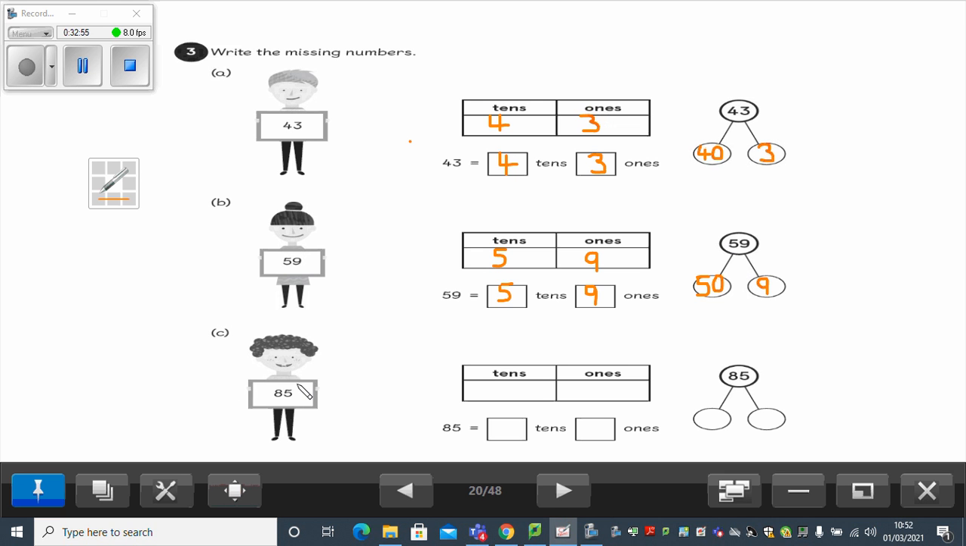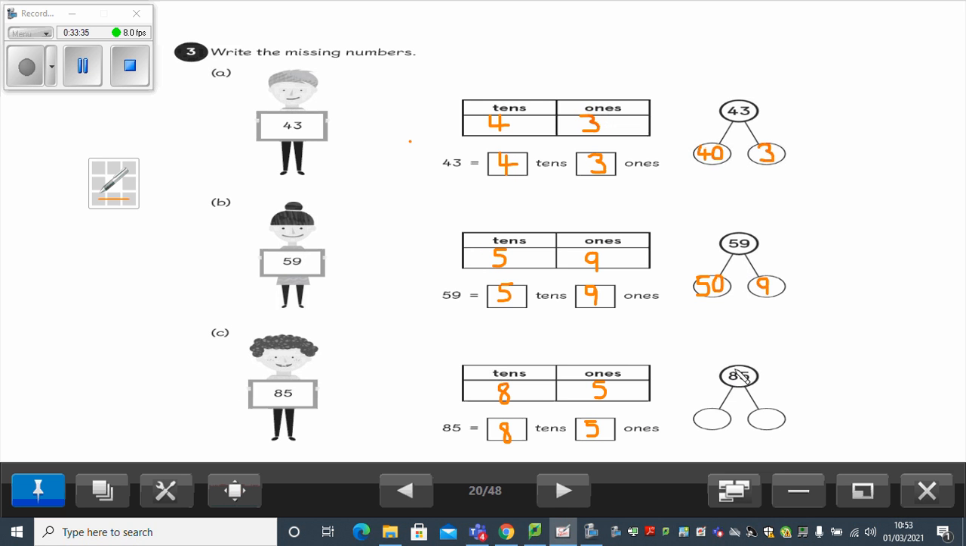And finally, we had 85. So let's have a look at the place value of 85. So the first digit 8 is our tens and the next digit is our ones. So 85 has 8 tens and 5 ones. So let's complete this here. 8 tens and 5 ones. So 85 is 8 tens and 5 ones, and then we can complete the value in our whole part model.